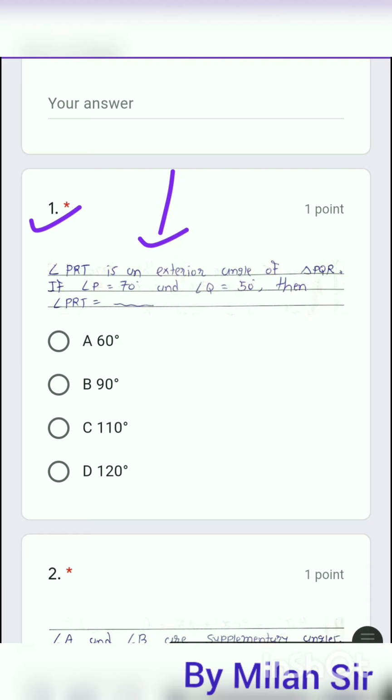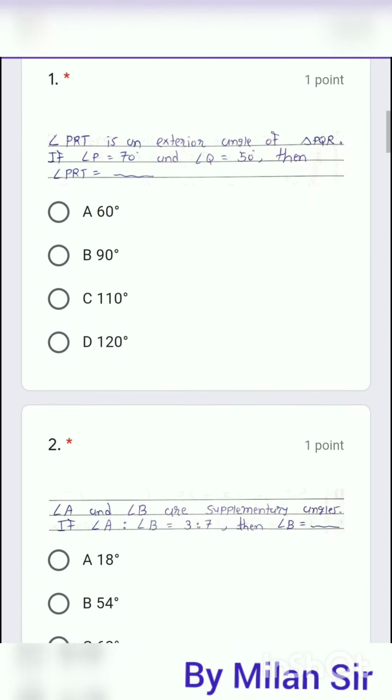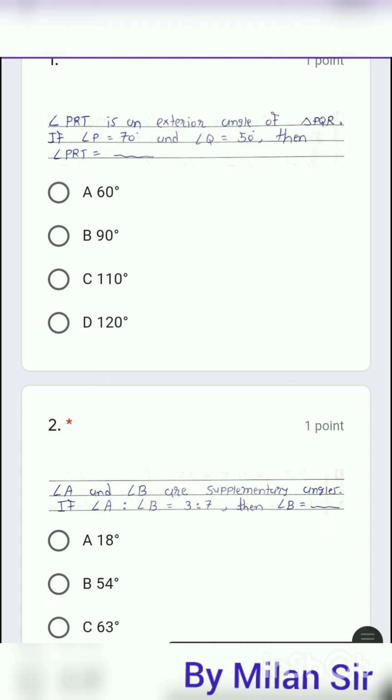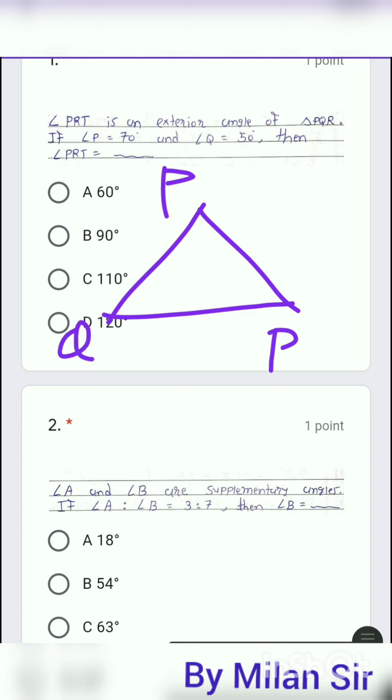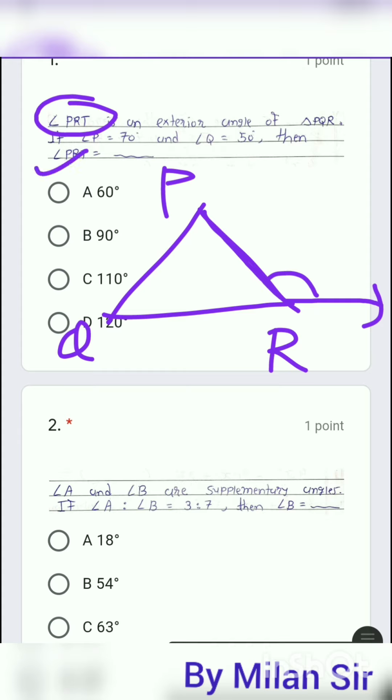Angle PRT is an exterior angle of triangle PQR. If angle P is equals to 70 degree and angle Q is equals to 50 degree, then angle PRT is equals to. Here we need to write the answer, but for that, first of all, we need to make the figure. If you look at the name of the triangle, then it is PQR. Here P, Q and R, and one exterior angle is given to you, angle PRT. So P, R and T. Here we have one exterior angle, and that we need to find here. Angle PRT is equals to.